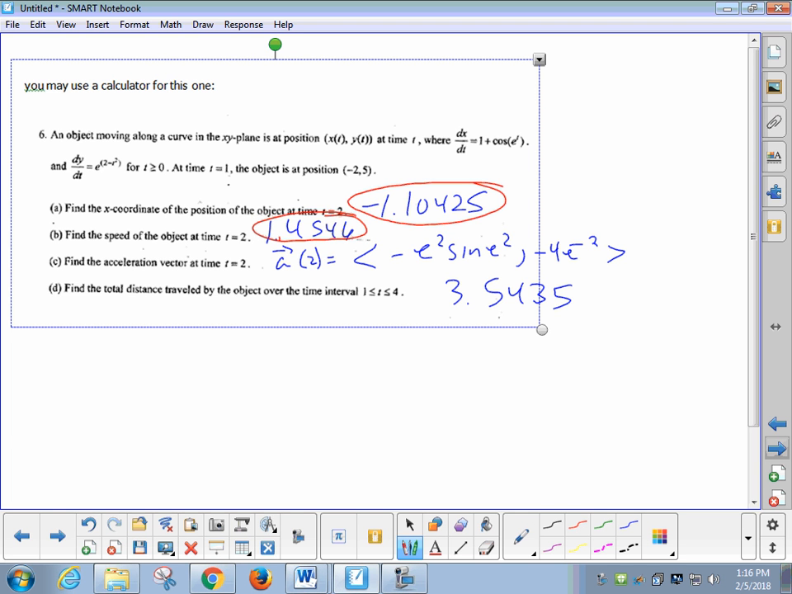B is 1.4546. The acceleration vector at 2 should have a horizontal component and a vertical component: negative e squared sine e squared, and negative 4e to the negative 2. And the total distance is a scalar, it's a number, 3.5435. Okay, question.